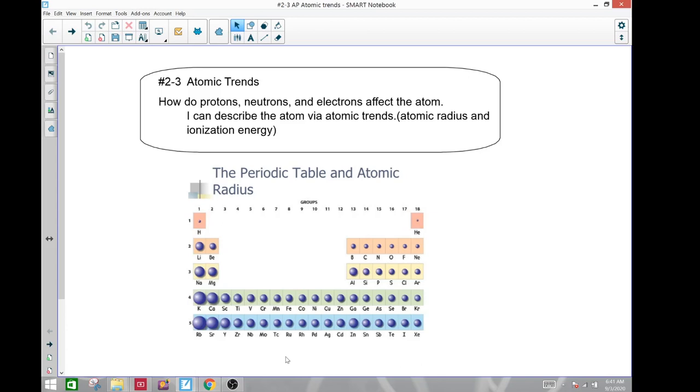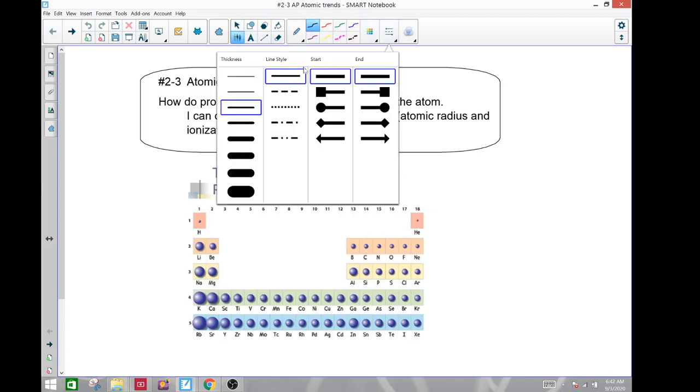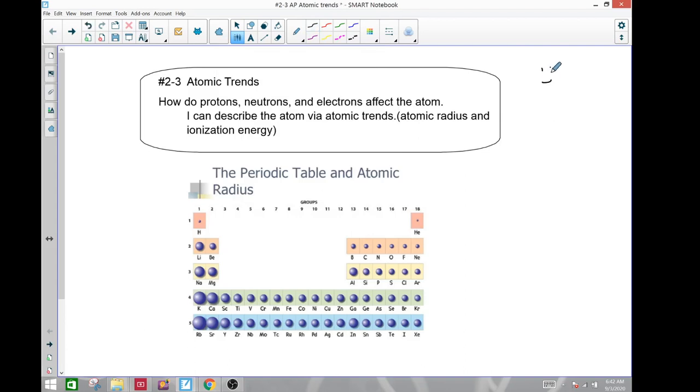What you should understand is that the atomic trends really are a way for AP to test your knowledge of atomic structure. I mean, the trends, they make them maybe more important than they are. Obviously, there's lots of good information here, but they use these a lot just to test your understanding of how protons, neutrons, and electrons interact and form the atom. So that's our main topic here.